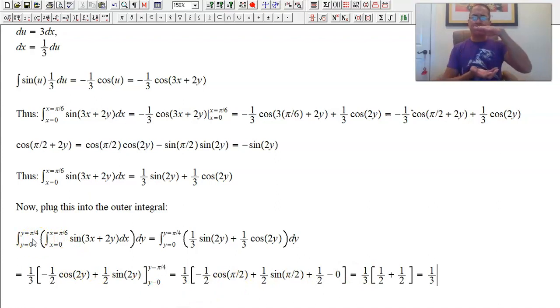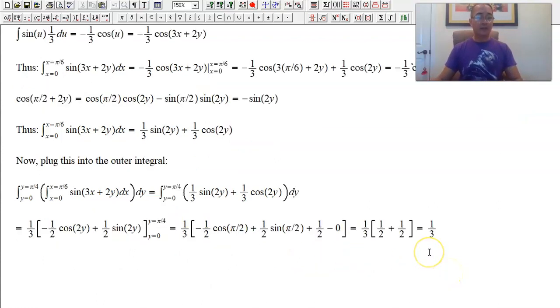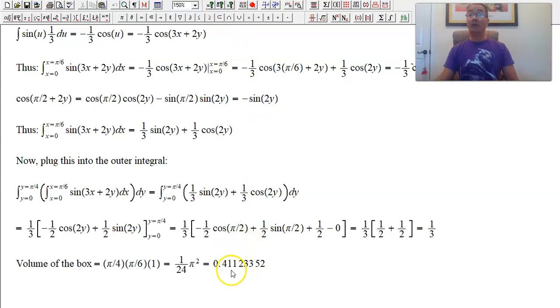So if that were a complete box and you ignore the surface, then the volume of the box will just be pi over 4 times pi over 6 times 1. So that simplifies and approximates to 0.411.